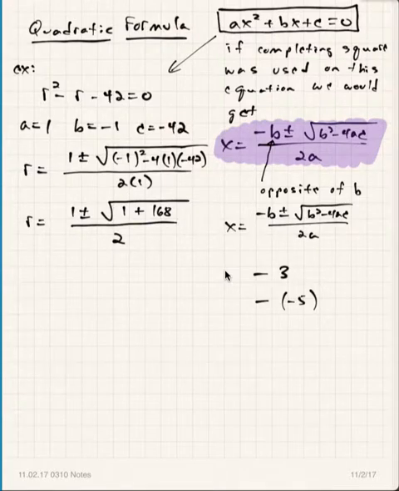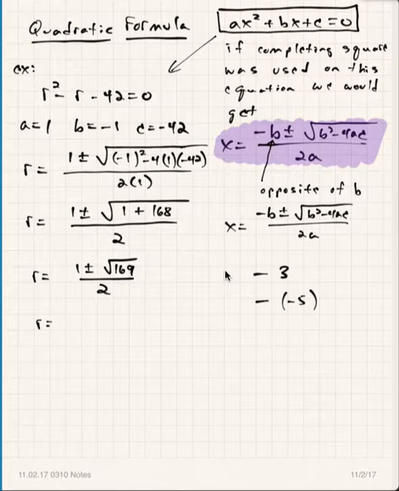All right, you continue to do the arithmetic. You have to do everything underneath that radical. So you get the square root of 169 over 2, like that. And then you try to simplify the radical. And in this problem, notice that the 169 is a perfect square. It's 13 squared. So we know the square root of 169 is 13. And so you get 1 plus or minus 13 over 2.